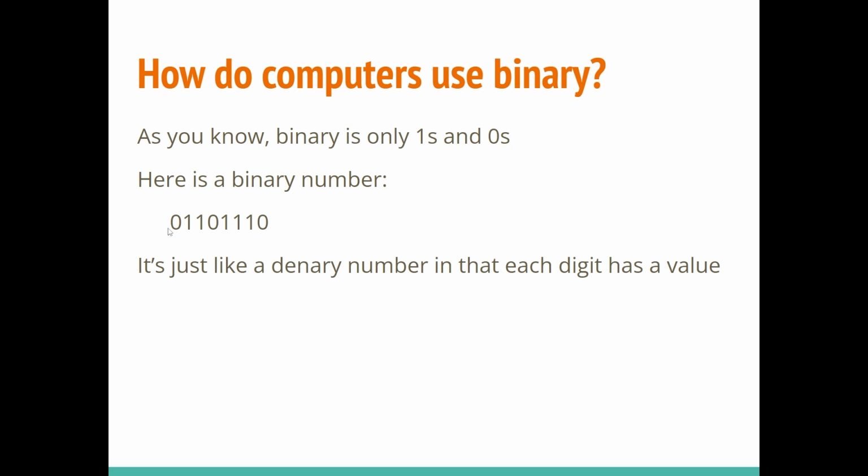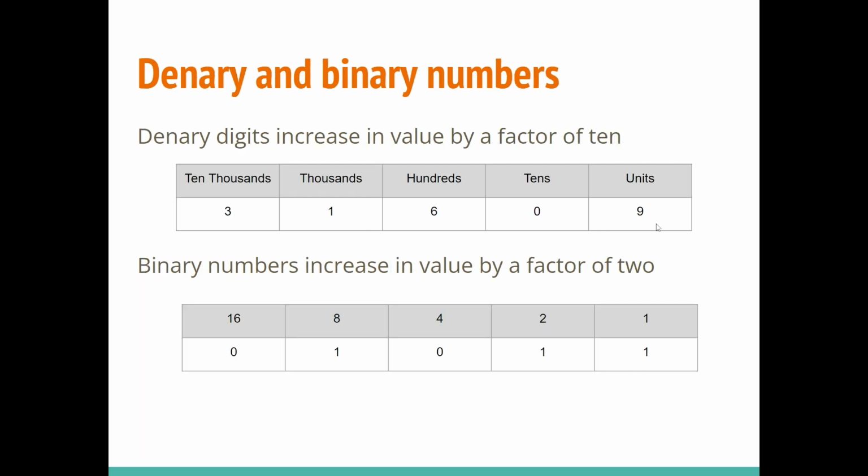Well, here's a binary number. It's a bunch of zeros and ones. And just like a denary number, each of these digits has a value. Here's 2 numbers. We've got 1 denary number, 1 decimal number, and we've got a binary number here. You can see that with decimals, you might remember this from primary school when you did tens and units. This one has 9 units, it's got 0 tens, it's got 6 hundreds, it's got 1 thousands, and 3 10,000s. So what's the number? It's 31,609.